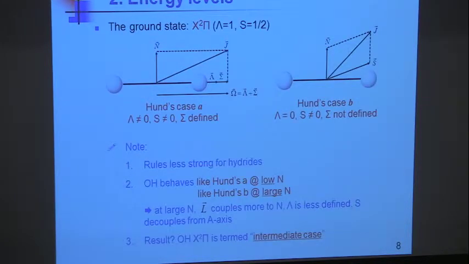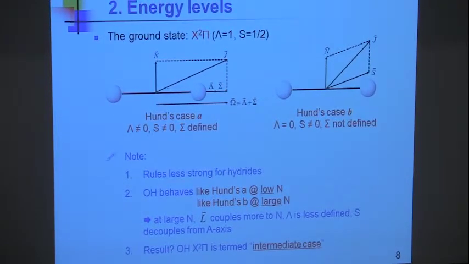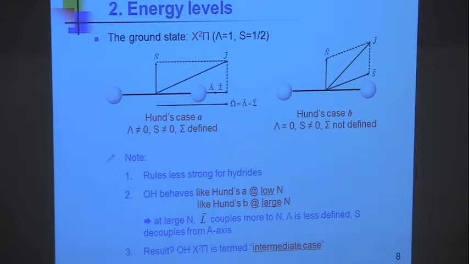It's the lower state that's the tricky one. So now the ground state, why is it tricky? Because lambda is 1. So you'd like to think that this is Hund's case A, because it's the symmetric top model. We need lambda and sigma. It should be a Hund's case A, and it is a Hund's case A, in approximation. But because it's a hydride, meaning you've got an H on one end, it doesn't follow the rules as well as we'd like. So it turns out that OH acts like Hund's case A when n is small, but it seems to transition to Hund's case B when n is big.